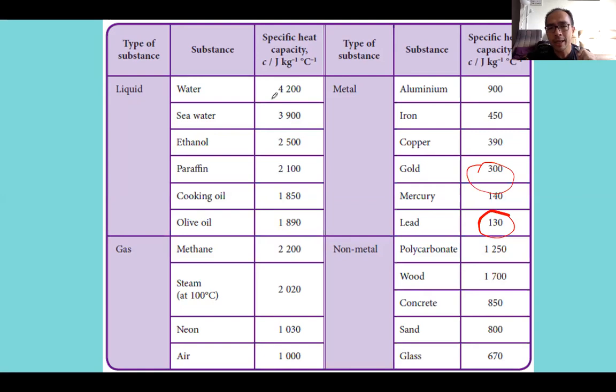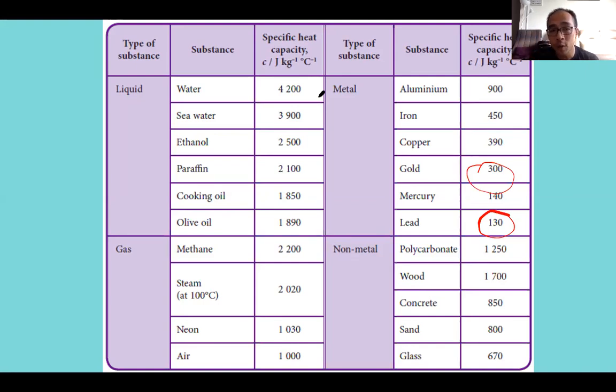But rather than remembering the value, it's better to remember what the 4,200 means. That's more important actually. 4,200 means for 1 kilogram of water, you need 4,200 joules of heat. 4,200 joules of heat is no joke, in order to increase the temperature of the water by just 1 degree Celsius.